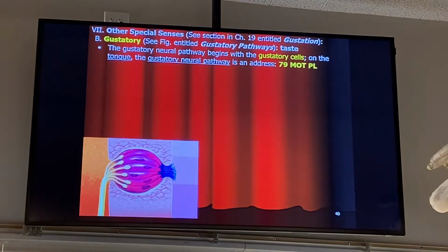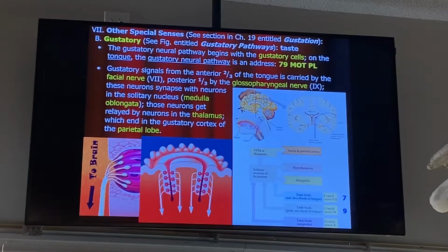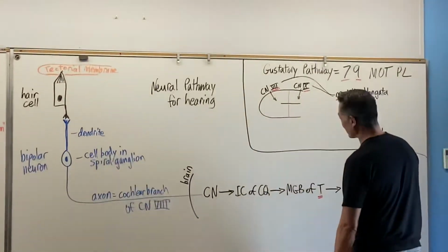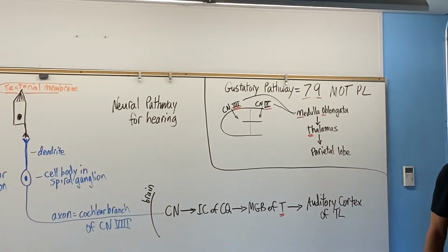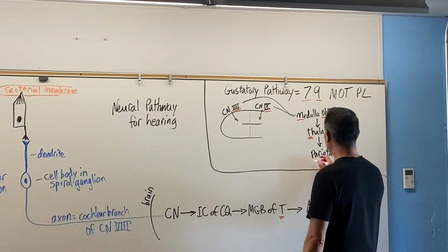Okay, the neural pathways. 7 is facial nerve, anterior 2/3 of the tongue. 9, glossopharyngeal, posterior 1/3 of the tongue. It goes to the medulla oblongata, then to the thalamus. Again, all senses except olfactory synapse in the thalamus, ending in the parietal lobe.